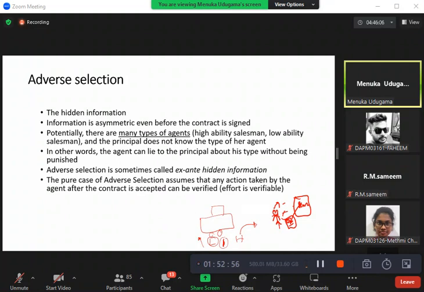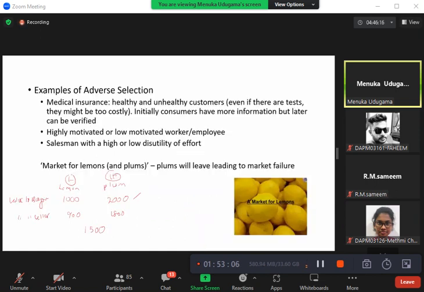But adverse selection is where there's information asymmetry even before you enter into the contract. Right, let's take an example. A classic example that you would see in economics textbooks is the market for lemons, right? The second-hand car industry is called the market for lemons because, let's say, there are two types of cars in the second-hand car market, used cars. One is good quality, high quality cars. The other would be low quality cars, right?